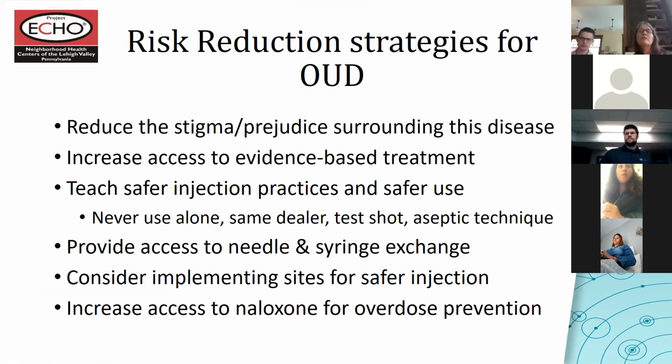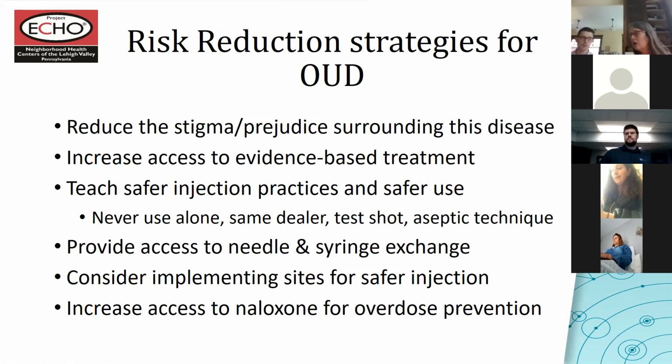So some of the risk reduction strategies that we'll talk about today, some of them are easier to put into practice than others. Some of them we need a movement and we need each other to stay accountable to. One is to reduce the stigma and prejudice surrounding disease. Another we'll talk about is increasing access to evidence-based treatment. I think all of us know that some of what we do is based on real evidence and some may not be. Teach safer injection practices and safer use.